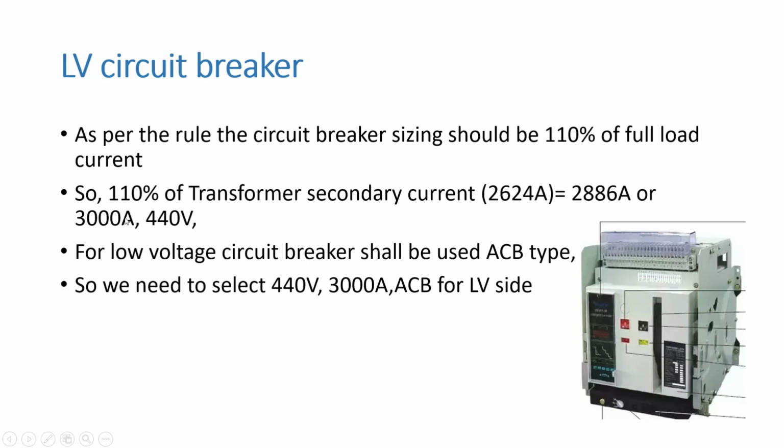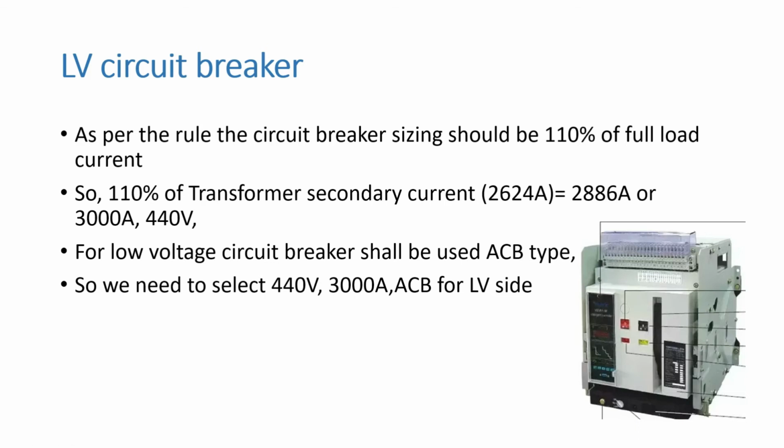So I choose the LV circuit breaker current rating as 440 volt 3000 ampere ACB circuit breaker. ACB, because it is capable of handling high current ratings up to 10,000 amperes. So I am using here 3000 ampere 440 volt. That's why I chose the circuit breaker as ACB. So now we have finalized the LV circuit breaker rating.